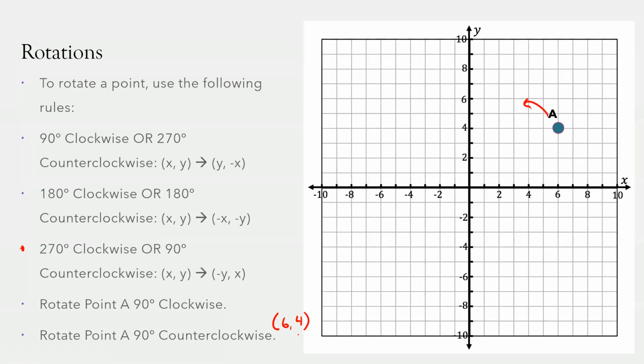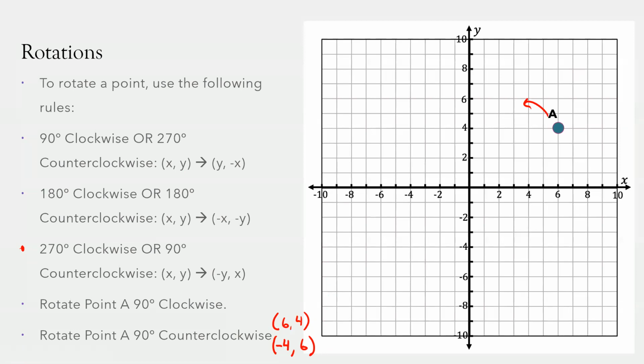All right, so we're going to switch our numbers again. This says to take our x, y, and make it negative y, comma, x. So we're going to take the y value, which was 4. It's going to be first, but it's going to be negative. So we have negative 4, comma, and then our x, which is 6. So this would be rotating at 90 degrees counterclockwise.